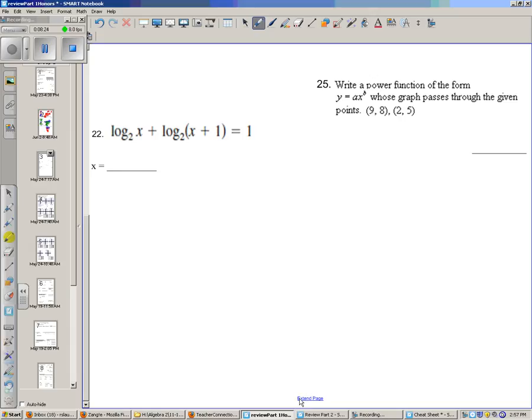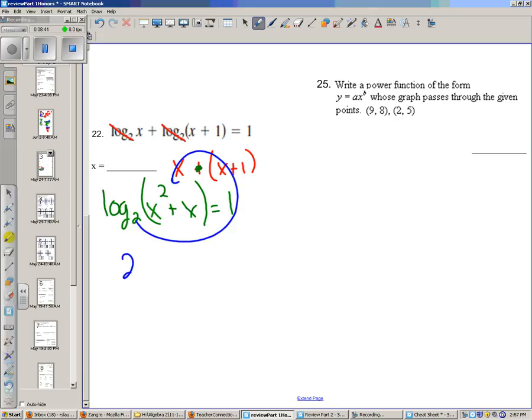So temporarily ignoring the logs, when I see x plus 1, this plus is going to turn into a times. So condensing it down, I get x squared plus x. Now I'm going to bring the log back that I've ignored because I need that log for the loop. So here goes the loop. 2 to the 1st power, which is just 2, equals x squared plus x.